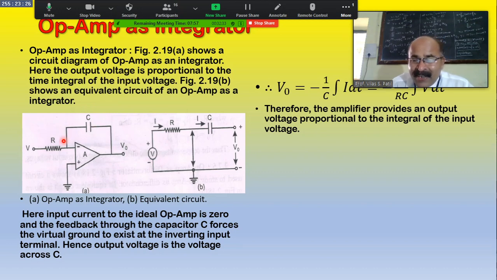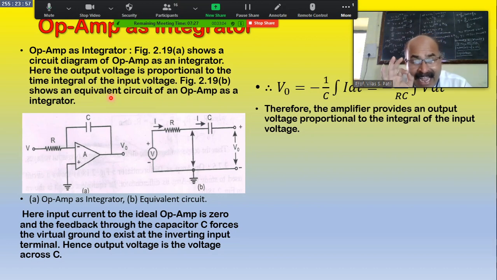In the differentiator, the current is the differentiation, and in the integrator, the current across the capacitor is the integration. Just understand, it is very simple. Change the location, change the place of capacitor and resistance. Okay, see here. That is the operational amplifier working as the integrator.